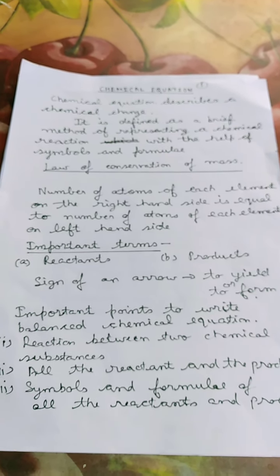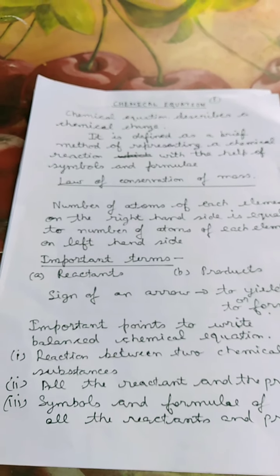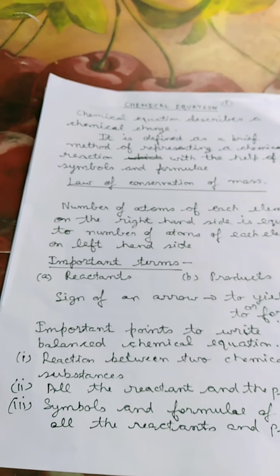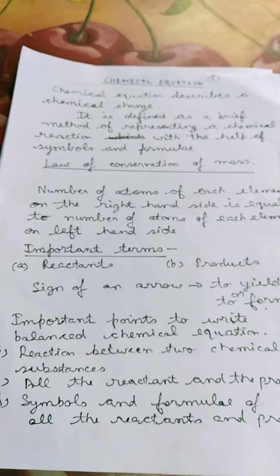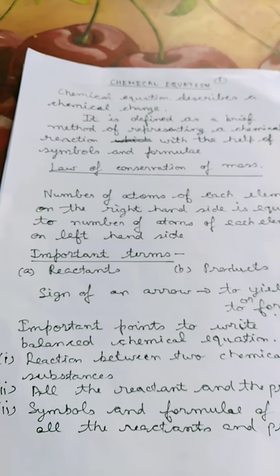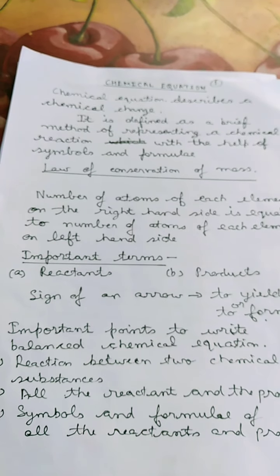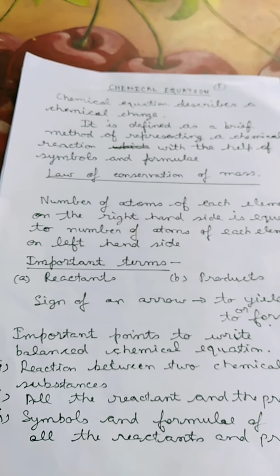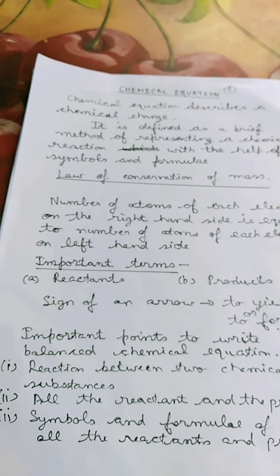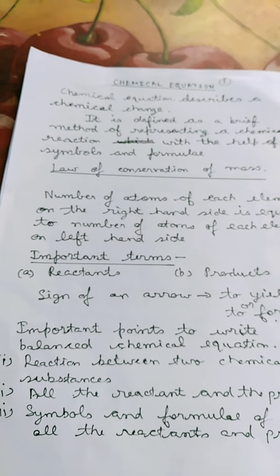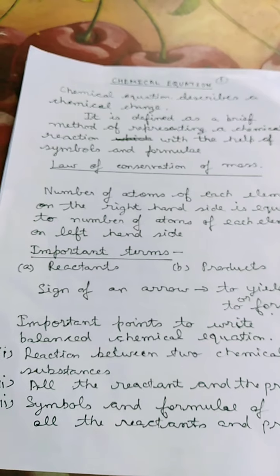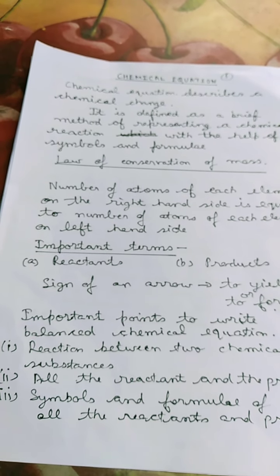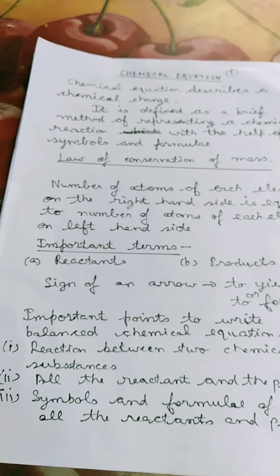So students, at this stage you must be familiar with symbols and formulas of the elements. Today children, we will start our next topic, chemical equation. As written in your book on page number 13, a chemical equation is a statement that describes a chemical change in terms of symbols and formula.